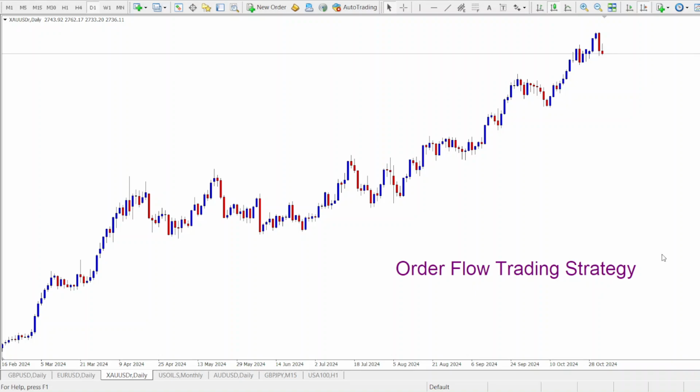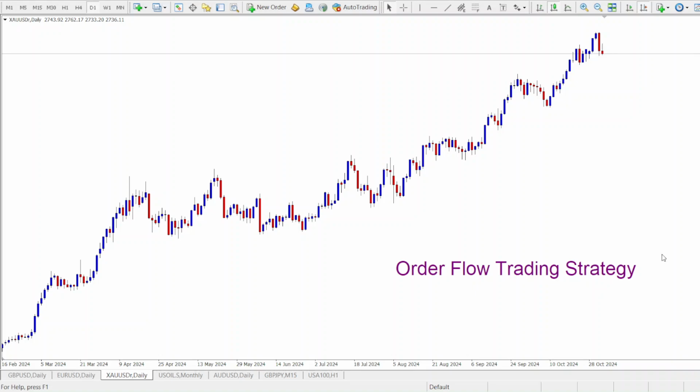Now let's break down the core components of order flow. We have market orders, we have limit orders, we have liquidity. By analyzing these elements, you gain a clearer picture of market sentiment. You can identify potential entry and exit points that other strategies might miss.